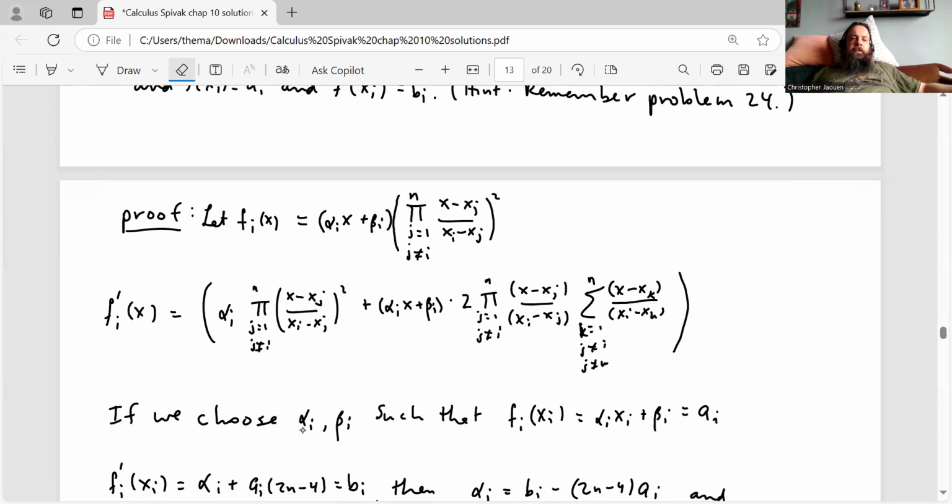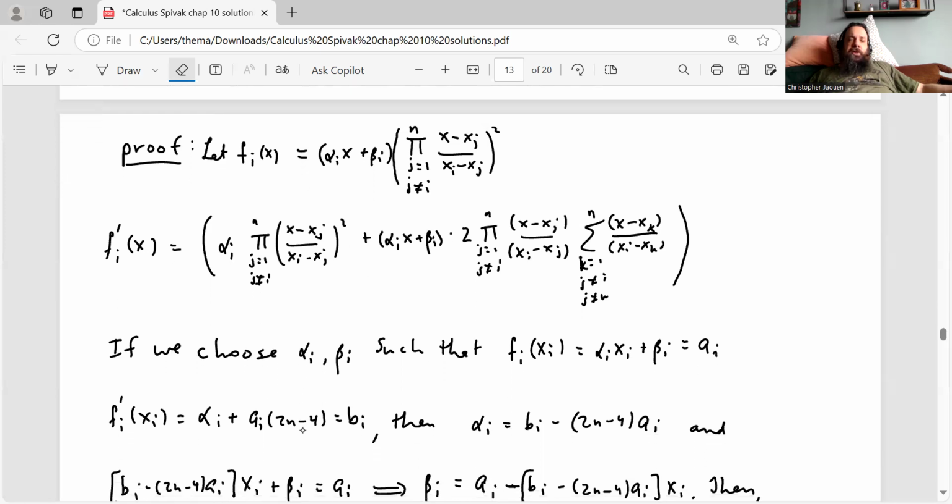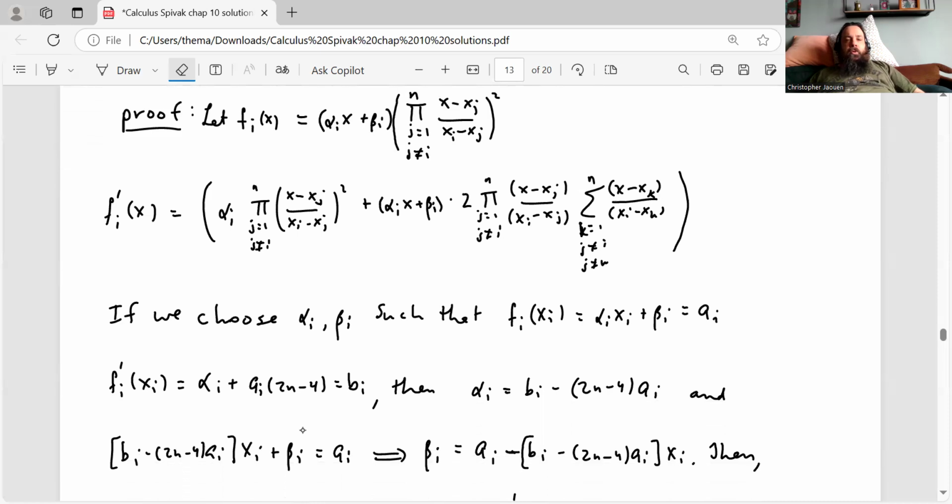So here I'll define fi of x to be this polynomial function here: alpha i x plus beta i, times in parentheses the product of x minus xj over xi minus xj for j going from 1 to n, j not i, all squared. If you take the derivative using the product rule and the chain rule, you end up with this complicated looking function here. It's just a polynomial though, right?